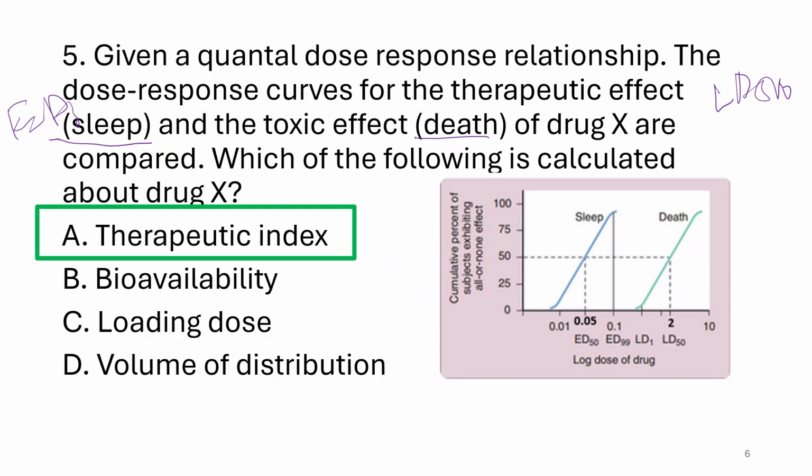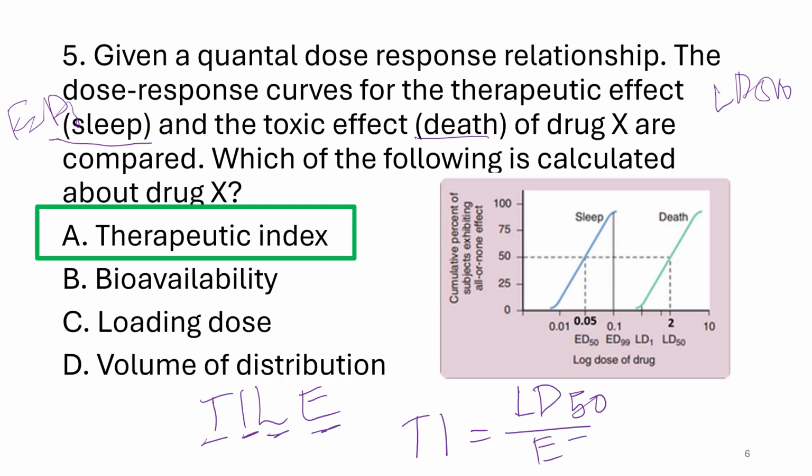Therapeutic index, you can remember TILE. T for therapeutic, I for index, L for lethal dose, E for effective dose. So therapeutic index equals LD50 over ED50. Therapeutic index has no units. If you have a higher therapeutic index, the drug is safer. If a lower therapeutic index, the drug has a narrow therapeutic index, where even a slight rise in plasma concentration leads to serious adverse effects.